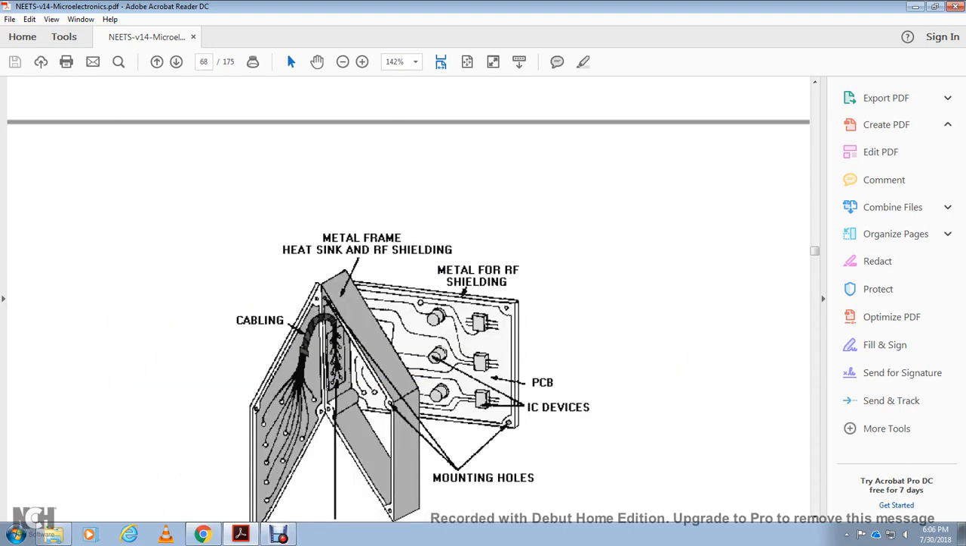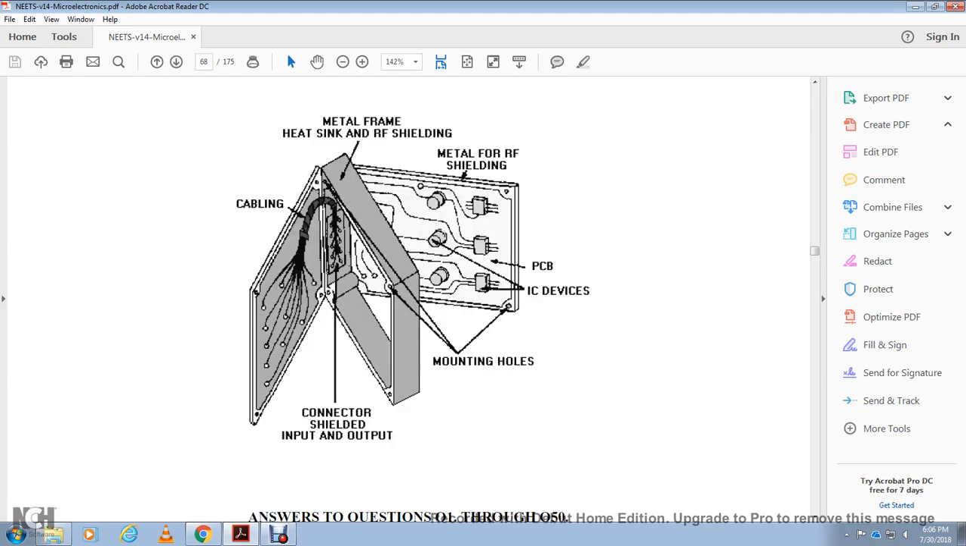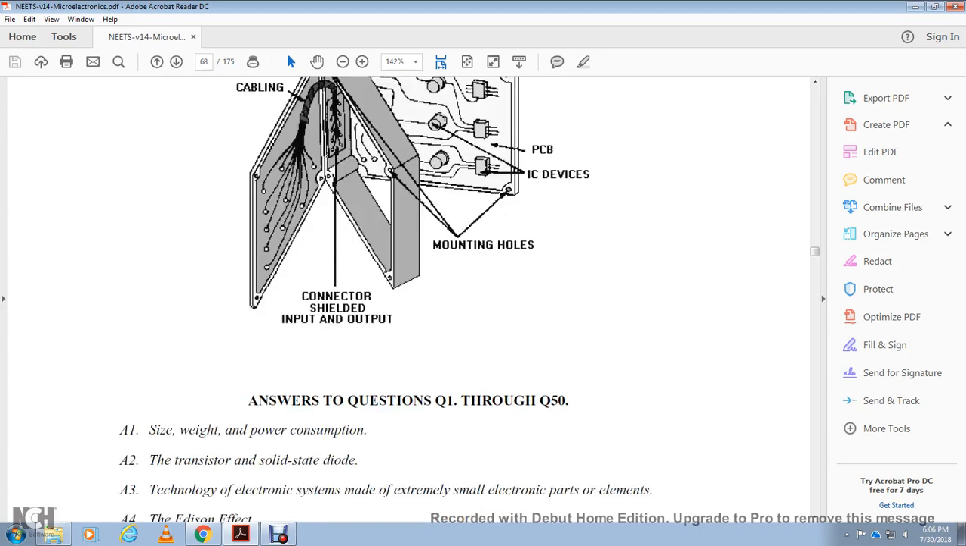Alright, you have your metal heat sink frame, metal for the radio frequency shielding, printed circuit board, integrated circuit devices, mounting holes, cabling, connector shield, input and output. And that was the Chapter 1 summary.